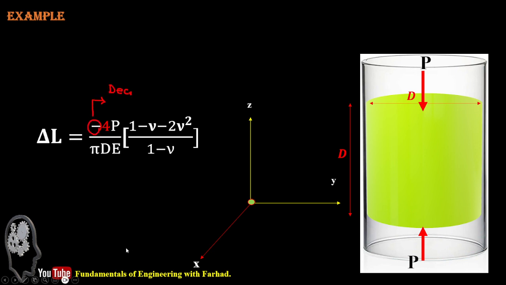And the negative sign here says there is definitely a decrease in the length of our cylinder. If it was a pull-out part, it would be positive, and that's a decrease in the size.